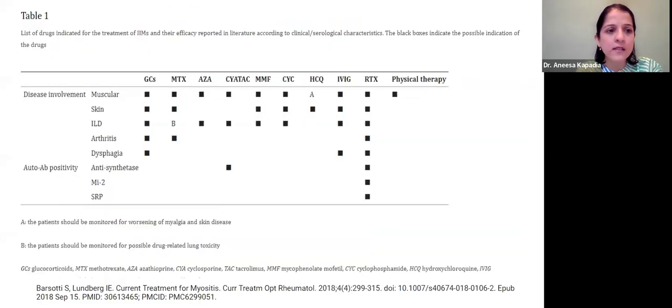problems. This is a nice slide which tells you that depending upon the organ involvement, if you remember last time we mentioned that this disease, although it's called myositis, can also affect the skin, the lungs, the arthritis manifestation, as well as GI manifestations. So depending on their various manifestations and depending on their various antibody profile, we might be able to choose drugs which may or may not work for them. So this slide, although a bit complicated, does help you decide which drug may work for which particular physical manifestation.